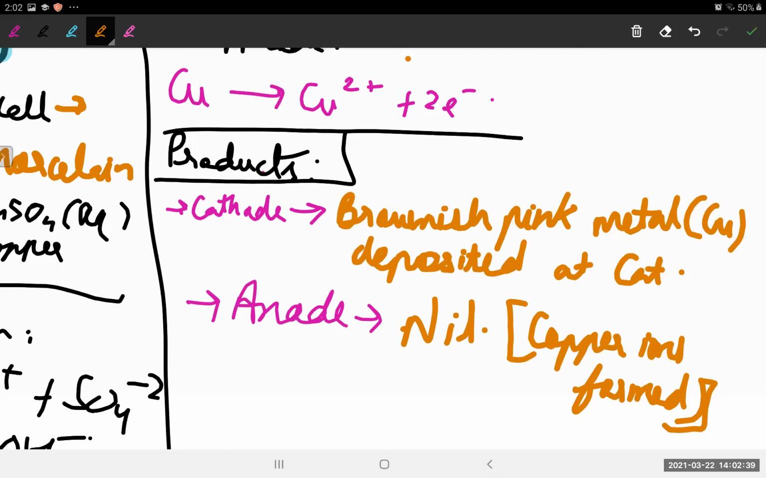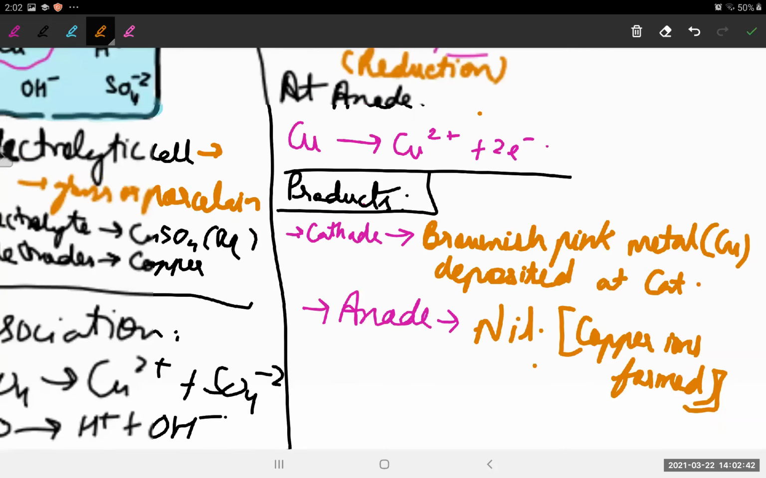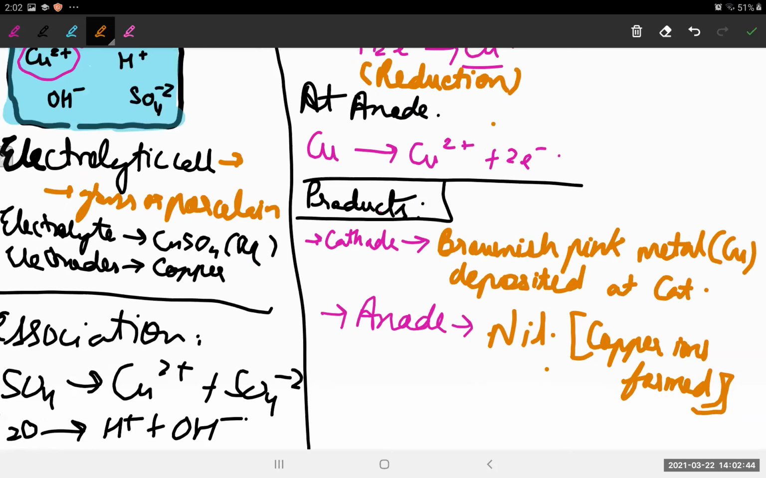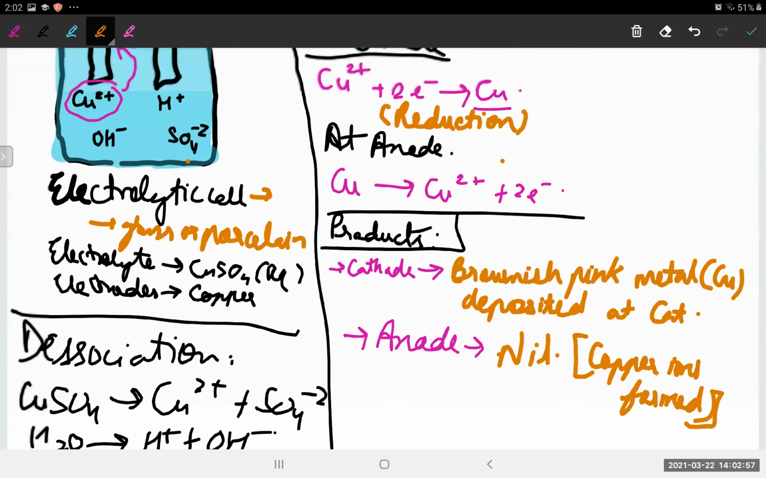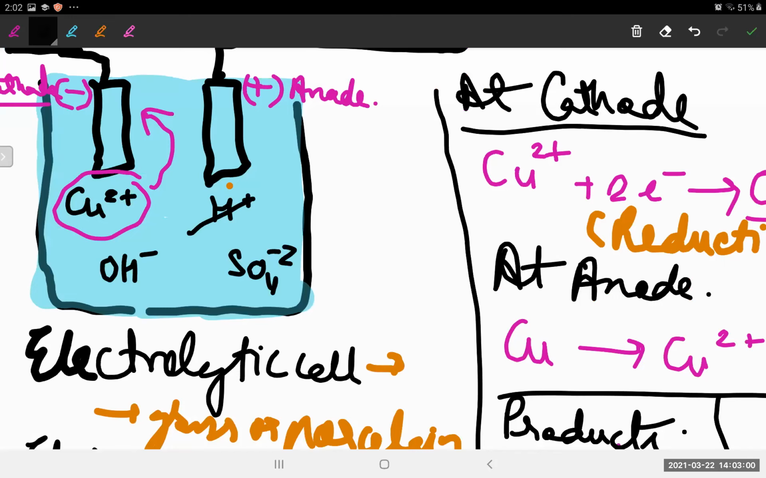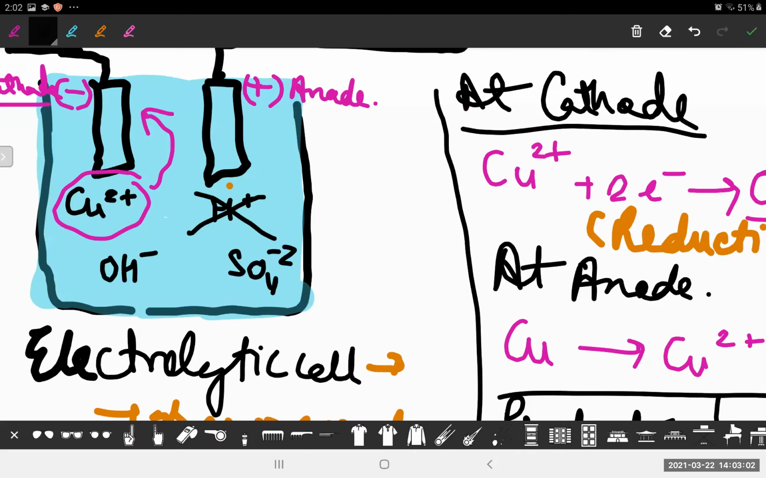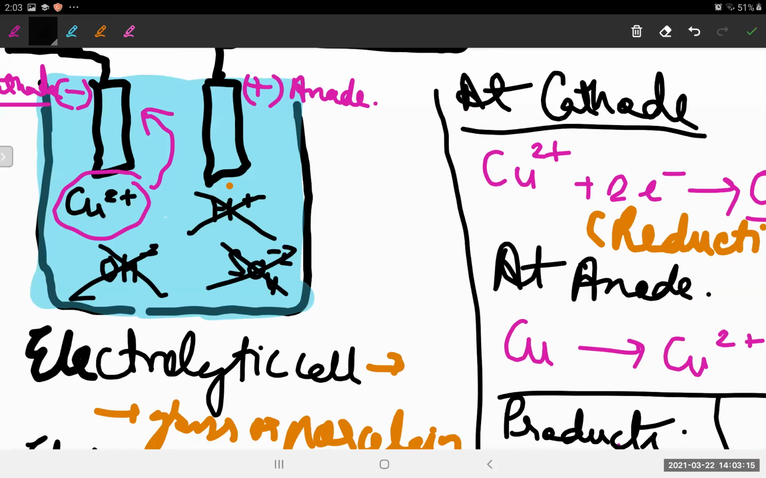Cu2+, that is copper ion, and H+, that is hydrogen ion, migrate to the cathode. Cu2+ ions are discharged because Cu2+ is lower in the electrochemical series. That is why hydrogen is rejected here. Is this clear to everybody, why hydrogen is rejected? Now SO4 2- and OH- also migrate to the anode, but neither of them is getting discharged.